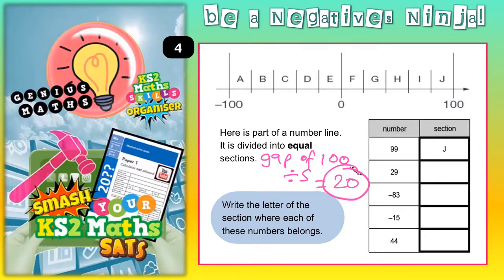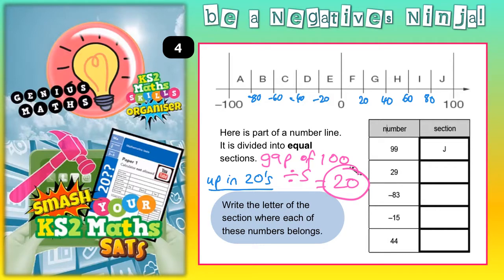Once we know that we're going up in 20s, we can write some numbers onto our number line. So if we go to 0, we're going up in 20. So this mark must be 20, 40, 60, 80, 100. And we go down in 20s below 0 into negative numbers. So negative 20, negative 40, negative 60, negative 80, negative 100.